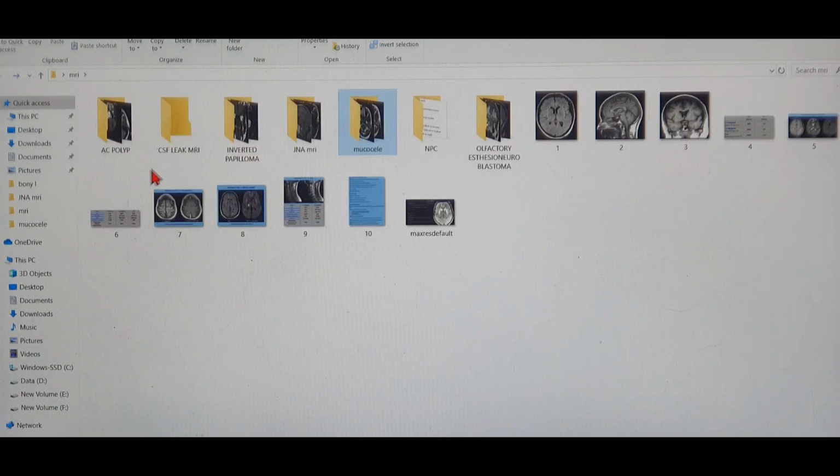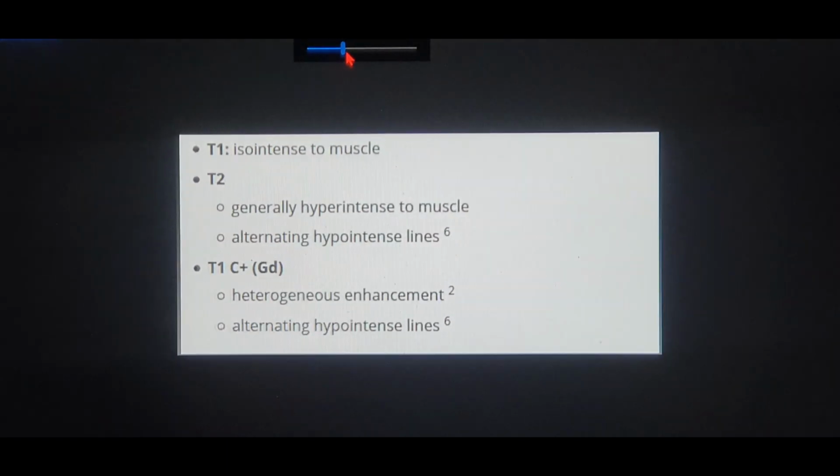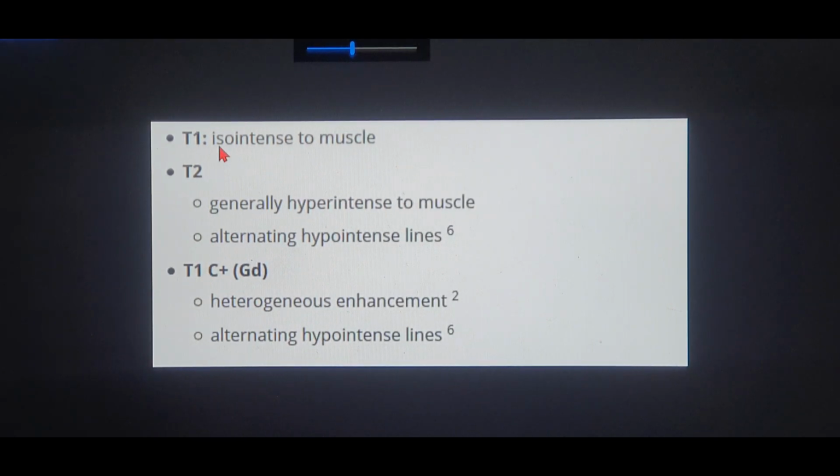So moving on to the second case after mucocele, the inverted papilloma. Before I start the inverted papilloma, you should know the concept of how the inverted papilloma looks on the MRI scan. Now on T1 scan, the inverted papilloma looks iso-intense to muscle. So this is really important to understand. It appears as iso-intense to muscle, the inverted papilloma. Okay, and on T2 generally it is hyper-intense, along with alternating hypo-intense lines. Now this concept is really important.